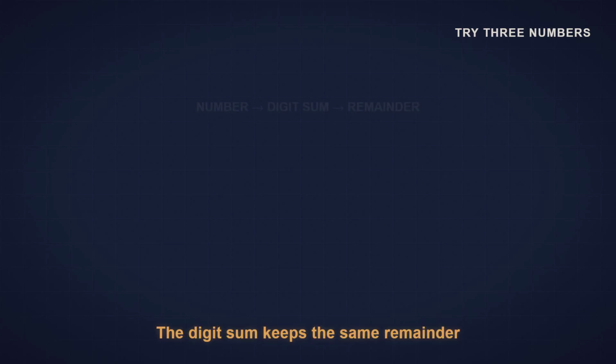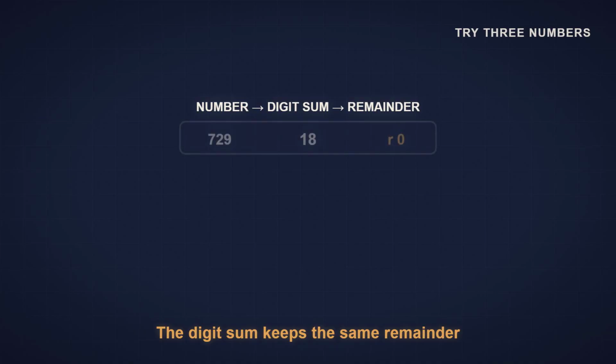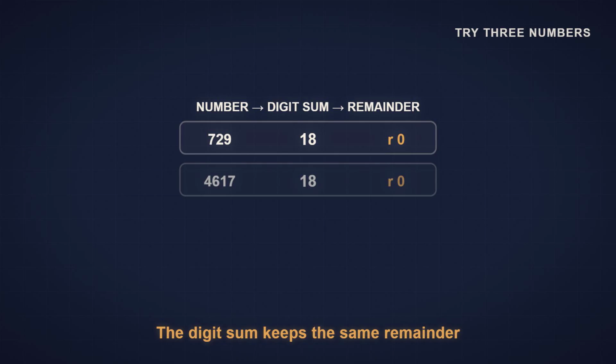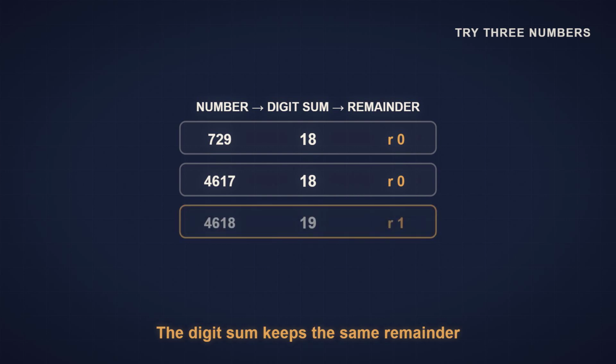Start with 729. Its digit sum is 18, and 18 reduces again to 9. The original number is 9 times 81. Try 4,617. Its digits total 18 again, and the number equals 9 times 513. Now change the final digit from 7 to 8. The digit sum becomes 19, which is not divisible by 9, and 4,618 leaves remainder 1 when divided by 9. The rule tracks not only divisibility, but the exact remainder.